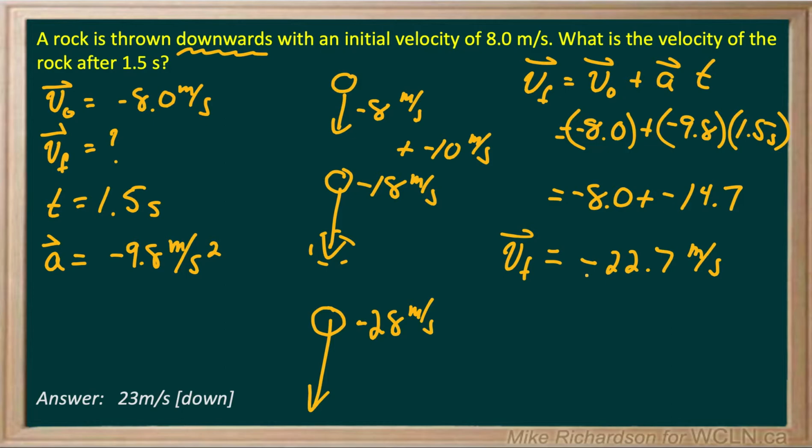Now we interpret the negative as being down, and we're going to round off to 2 significant figures because that's what we started with. So my final velocity will be 23 meters per second down.